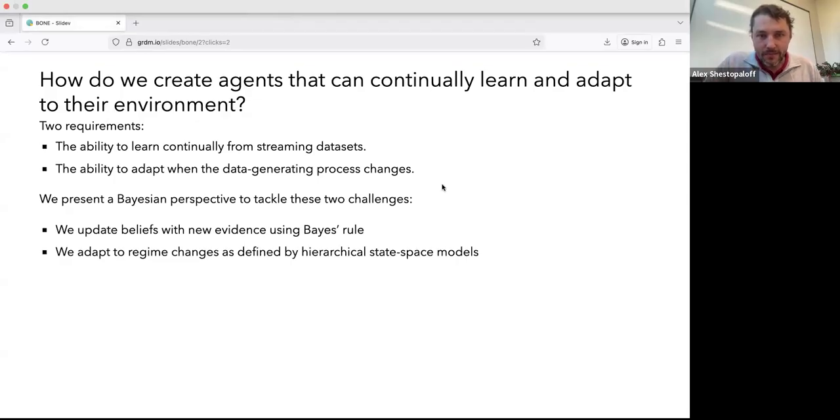Our goal is to address this from a Bayesian point of view, relying on both the classical and the generalized Bayes frameworks, with the idea that we update beliefs as new evidence comes in, with the use of Bayes rule. The second point is addressed by adapting to regime changes, and we rely on a hierarchical state space model framework in order to be able to do that.